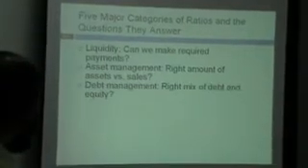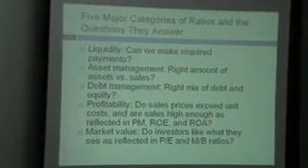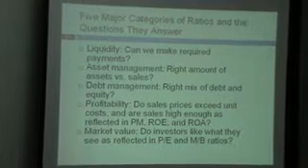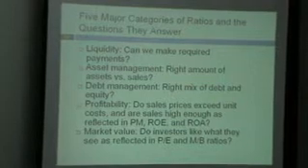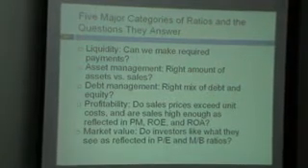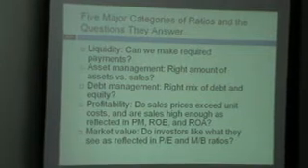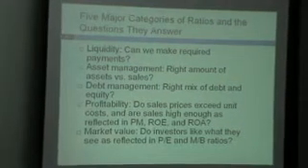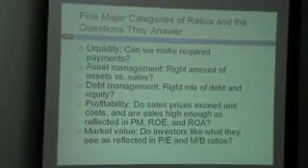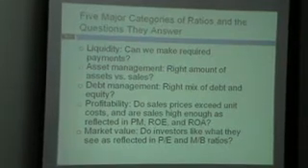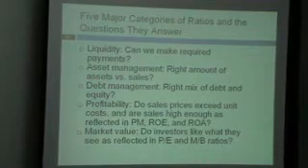Okay, now these are the 5 major categories of ratios that are generally used, or we are going to see in these slides. One is liquidity ratios. Liquidity ratios tell us whether the company is able to meet its short-term financial requirements, whether the company has the ability to pay off the debts. So these liquidity ratios give us the idea whether the company is liquid enough, whether it has sufficient funds to meet its obligations.